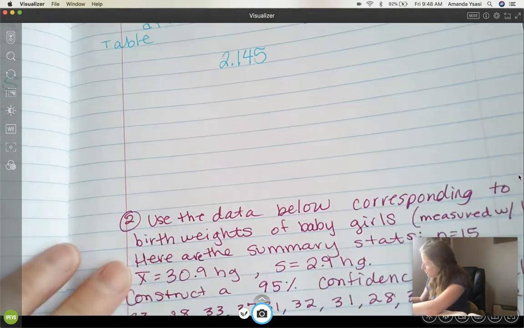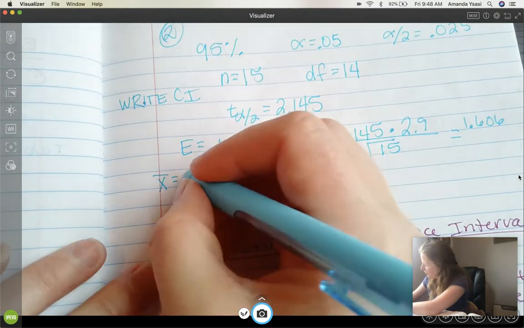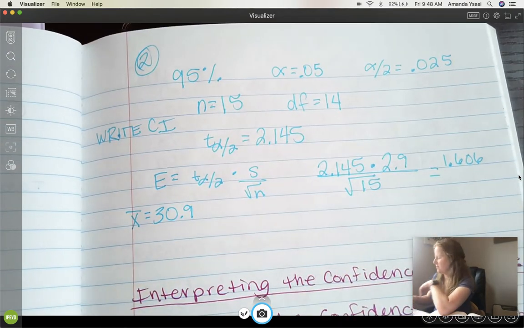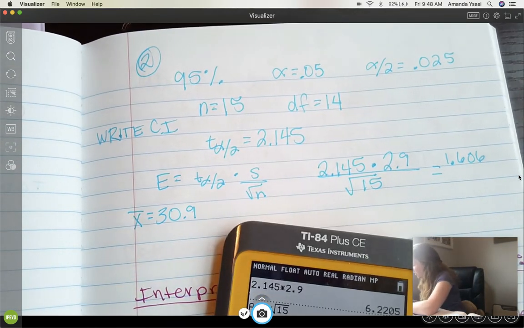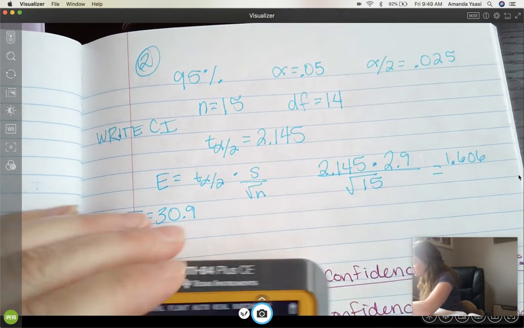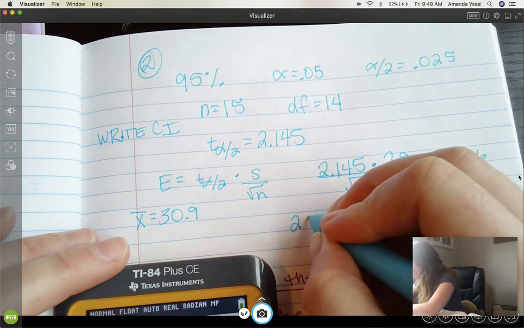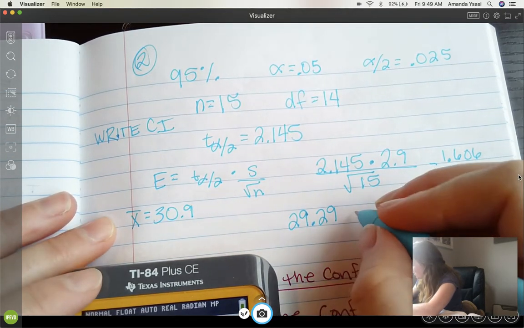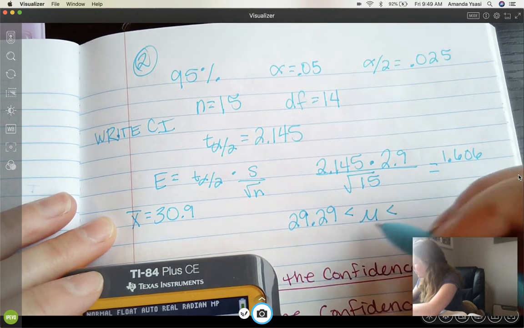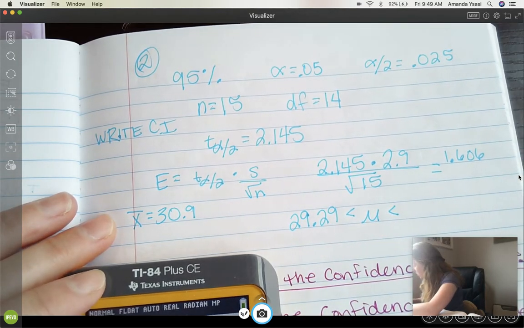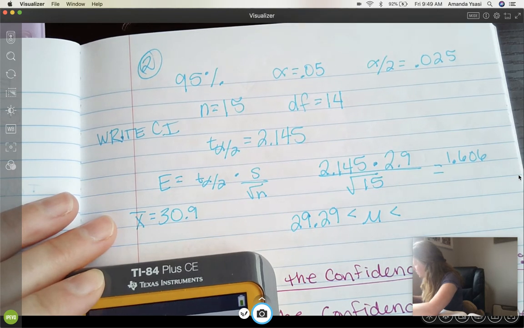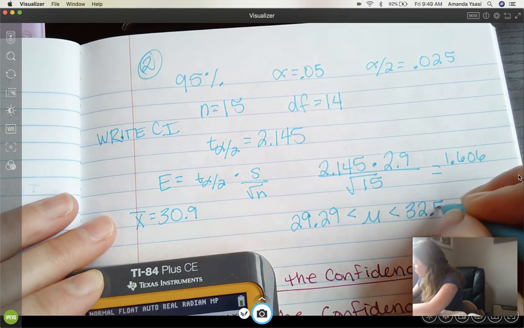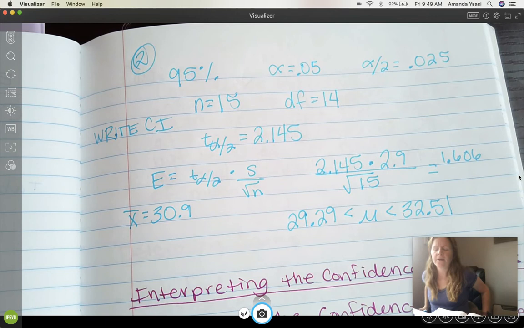Okay, so then to find your confidence interval, you are going to use what x bar is. Remember, x bar is 30.9. So we are going to add 1.606 and then subtract it. So I'm just going to leave that in there and do 30.9 minus that, which is 29.29, and then do 30.9 plus that, 32.51. Okay, so that's our confidence interval.